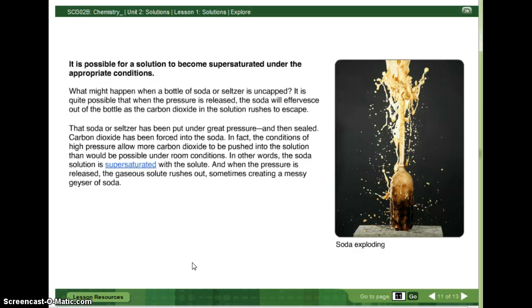released, the gaseous solute rushes out, sometimes creating a messy geyser of soda, or sometimes it's just when you open it and you hear that psh, right? That's because the gas was forced in, and it was forced to become supersaturated, so more dissolved than really wanted to, which is why when you open the can of pop, you allow it to escape.